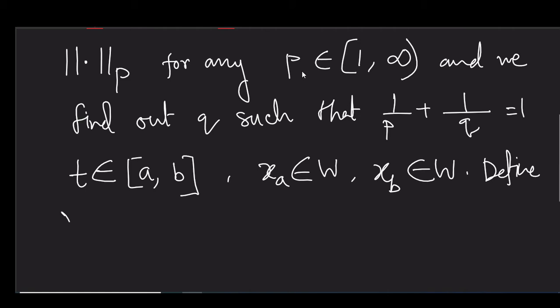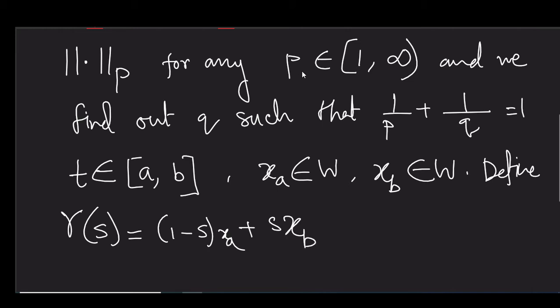We define that line, which I have already discussed, gamma s equals 1 minus s xa plus s xb. So this belongs to W for all s belonging to the set 0, 1.